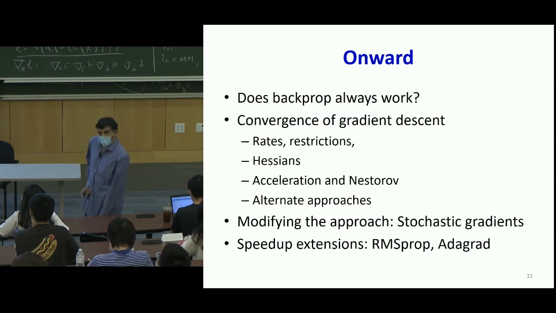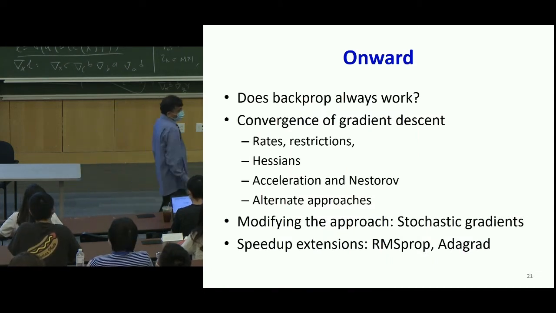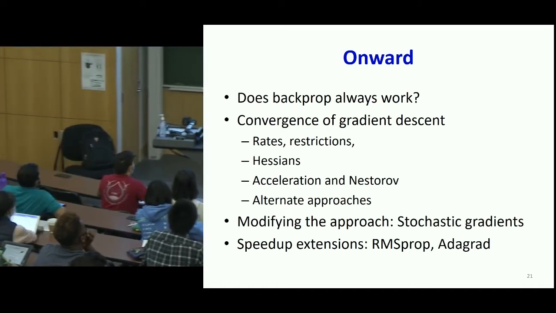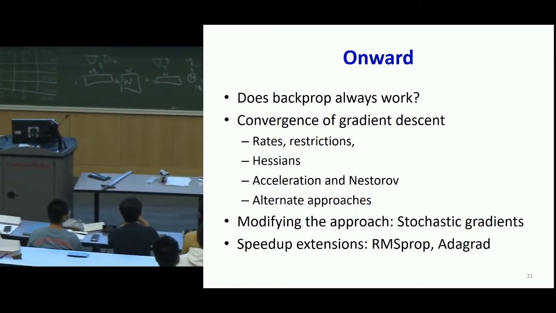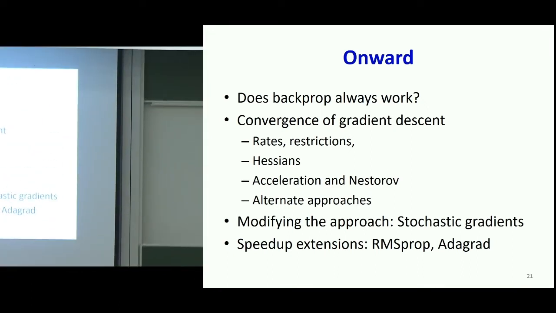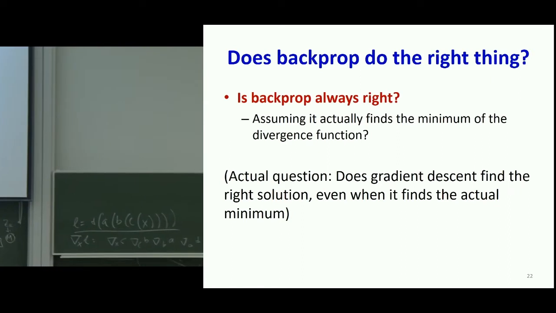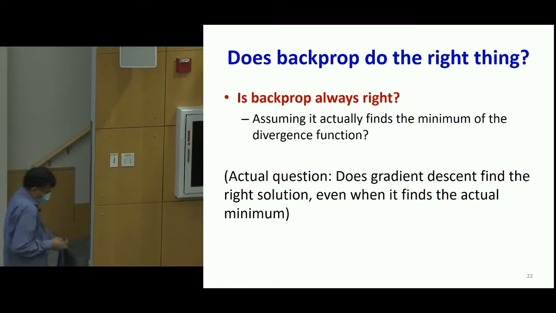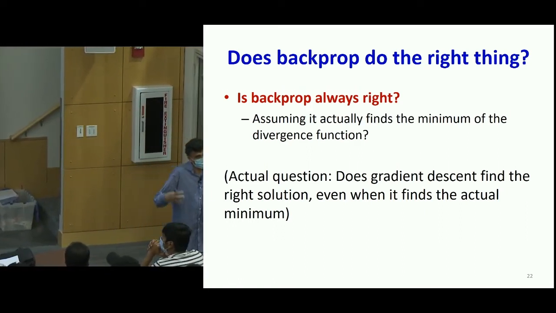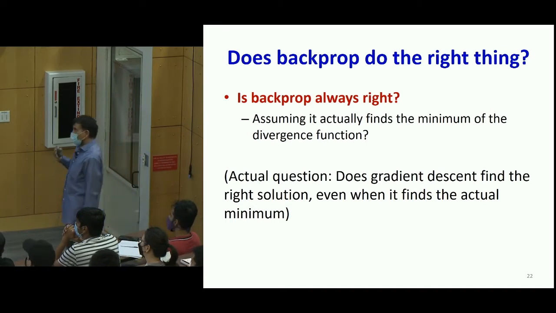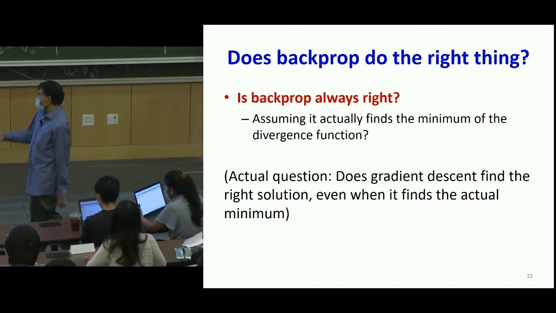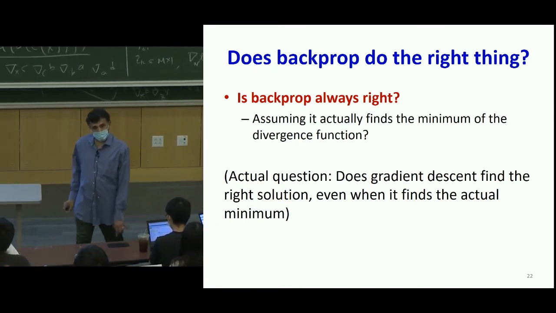Now, does backpropagation always give you the correct answer? We're going to look at that, and we're also going to look at things like convergence, rates, restrictions, and so on. I might not actually finish today's lecture because I'm running over time, but then we'll catch up or do an extra half hour at some point. Okay. Now here's the first question for today. Assume that you perform backpropagation, gradient descent basically, and then you actually find the minimum of the divergence function that you're trying to minimize. Will this give you the answer that you want?